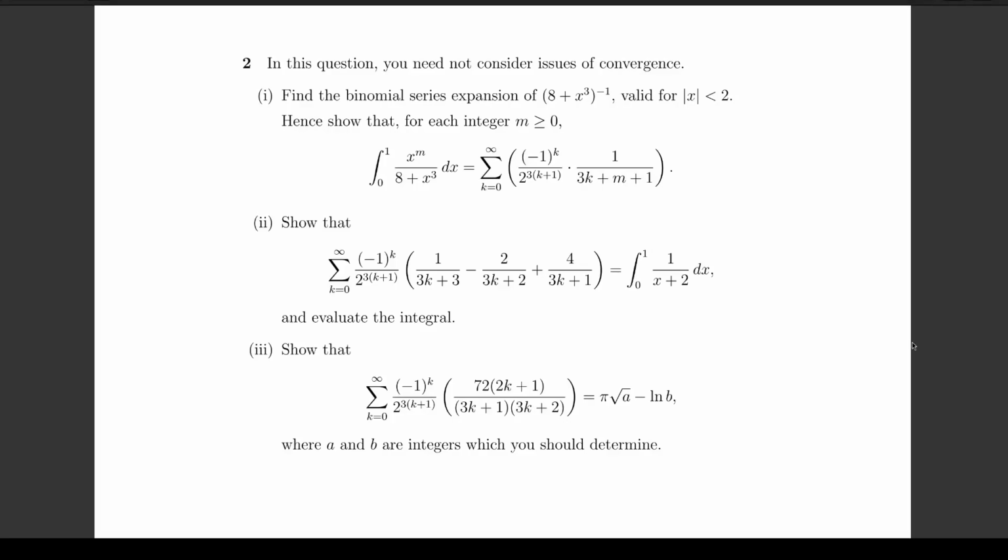Okay, so this is question 2 from the 2024 Step 2 paper. Honestly, I think this is the most straightforward question out of all 12 of the questions. But you do have to be careful because it's kind of easy to make a mistake here.